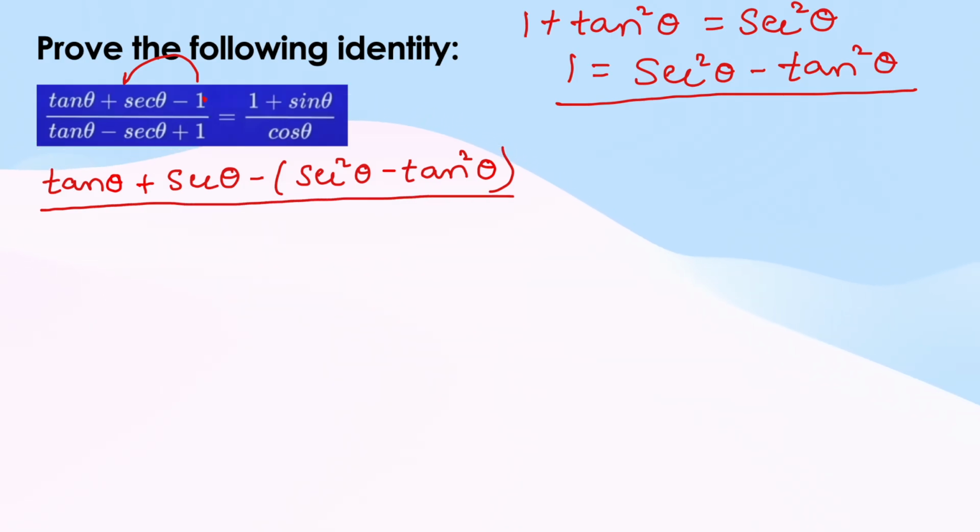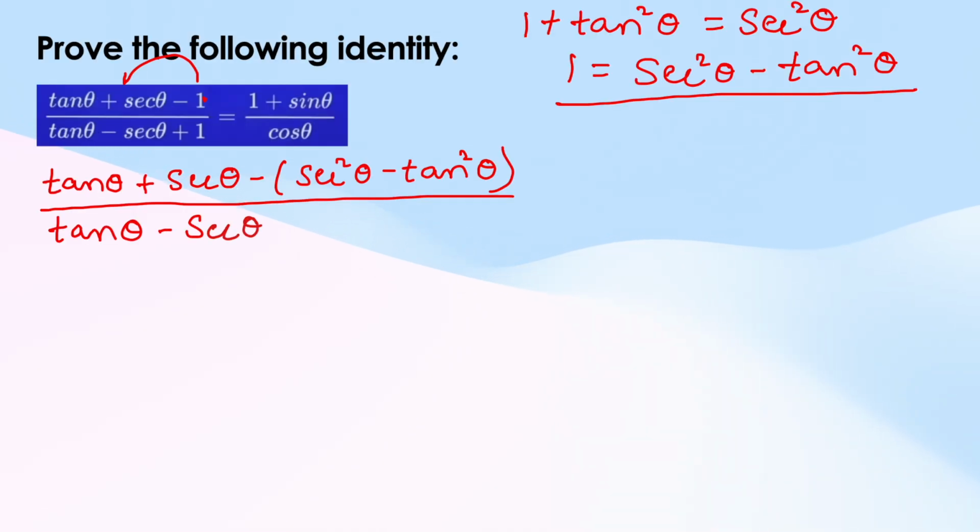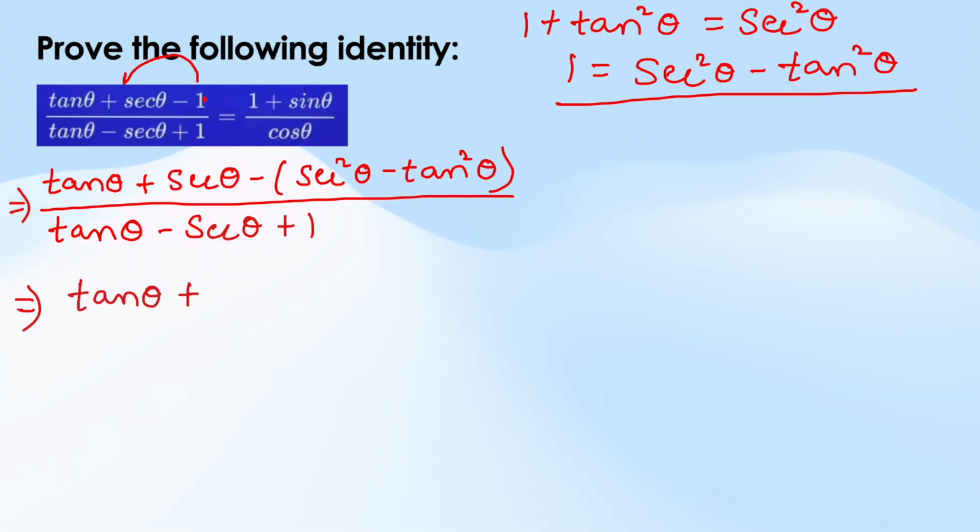In the division part, keep it as it is: tan theta minus sec theta. Just change the numerator part only. Remember, just have to change the numerator part only. Note the denominator one. And why? The reason will be clear to you in the next step, because it will help us in cancelling it out, right? So if I try to change it, it will become tan theta plus sec theta minus sec square theta.